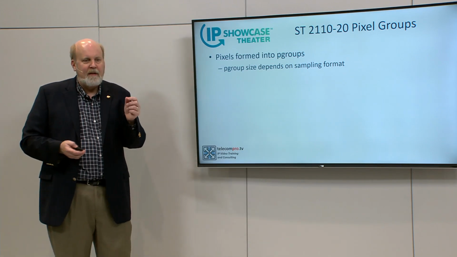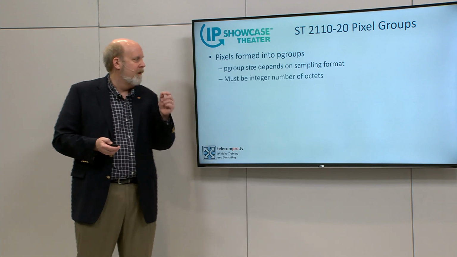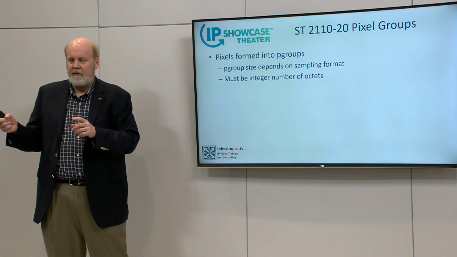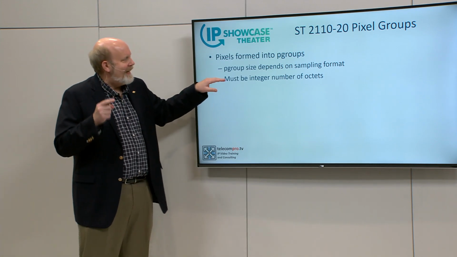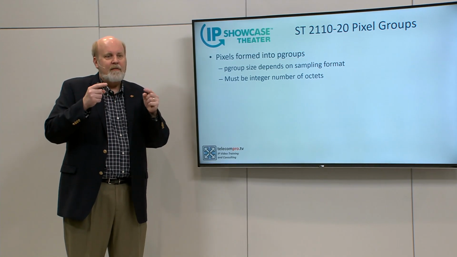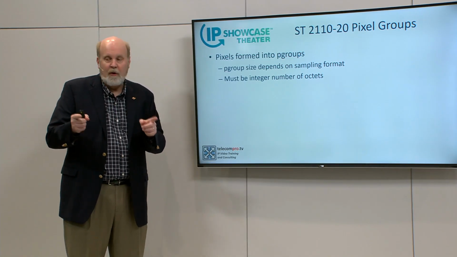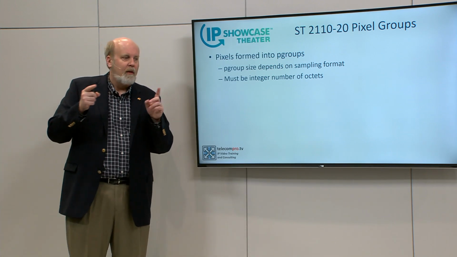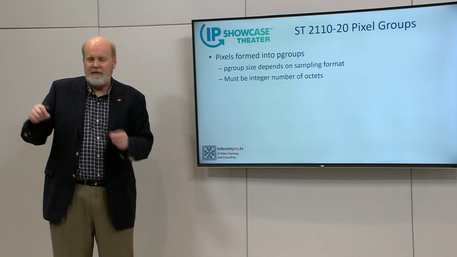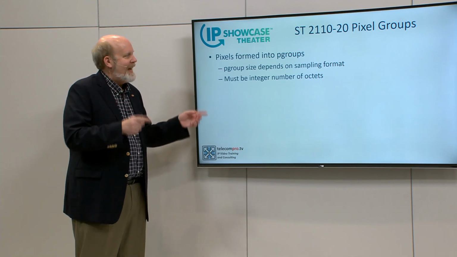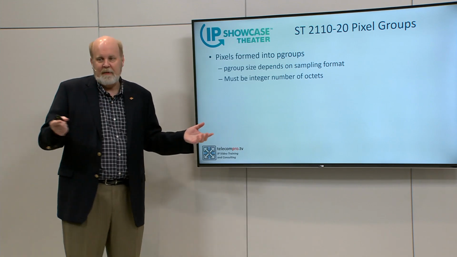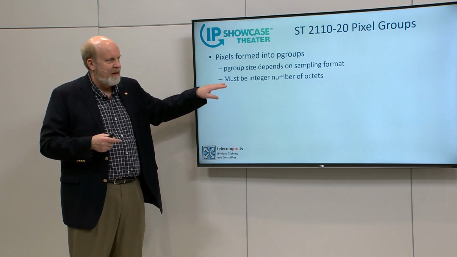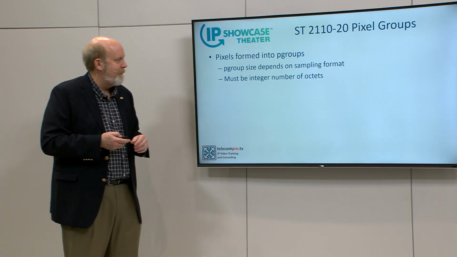The reason why we have P groups is that there's 2 rules for every P group. The first rule is that every P group must have an integer number of octets. Well, what does that mean? Well, an integer number of octets means that if you count the number of bits in the P group, it has to be divisible by 8. So I can have a P group with 32 bits. I can have a P group with 40 bits. I can have a P group with 80 bits. What I can't have is a P group with 37 bits or a P group with 26 bits. It's got to be a multiple of 8 bits. And that's so it will fit nicely into a packet.